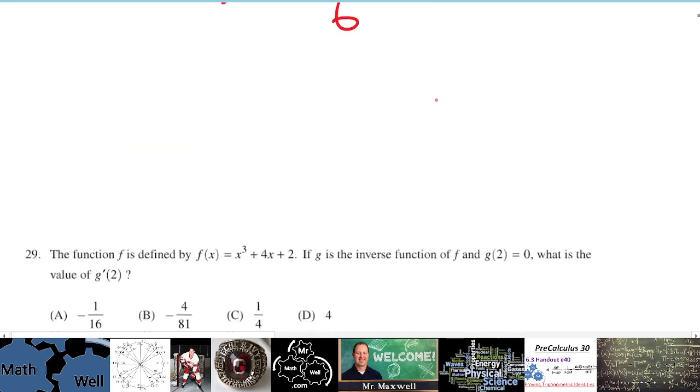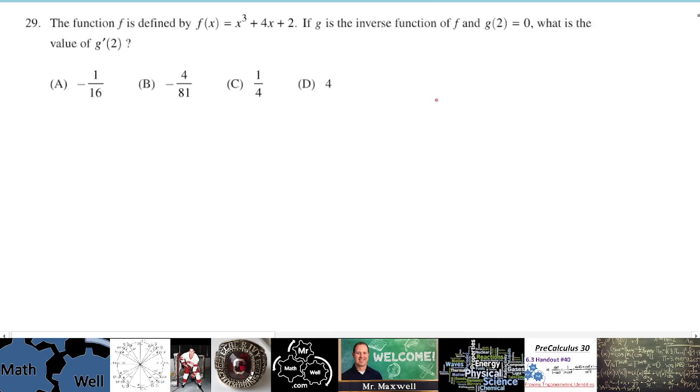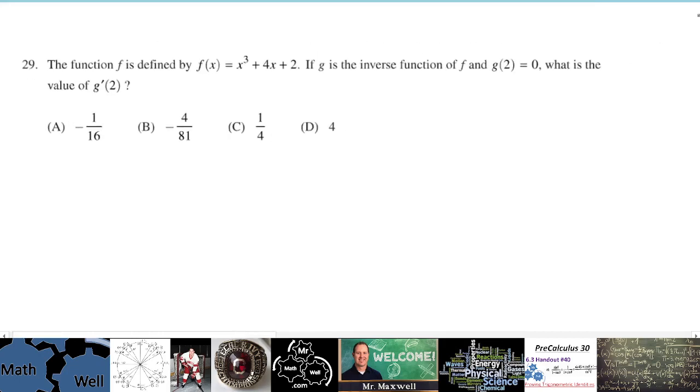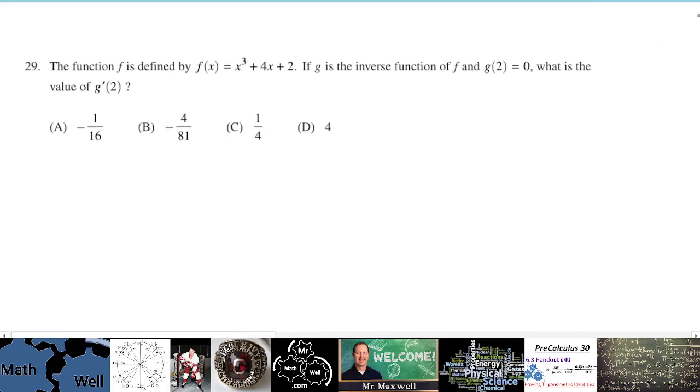Okay, awesome. I tell you what, why don't you guys try this one? Here's another question from the AP exam. Go ahead and try this one on your own and see if you can get it done.